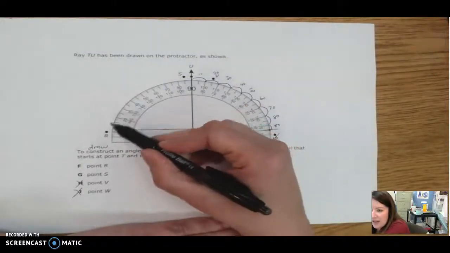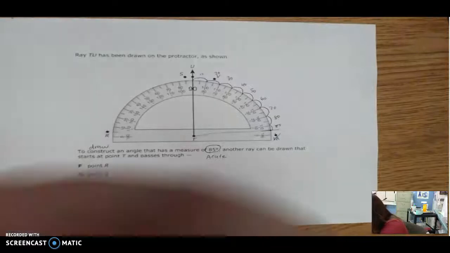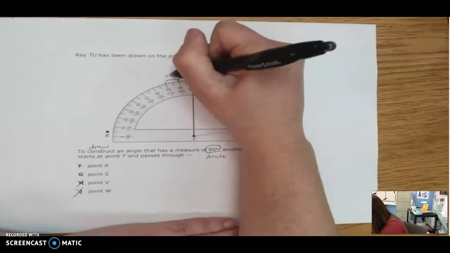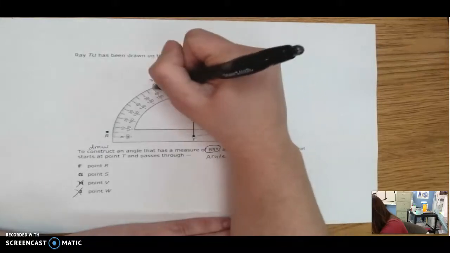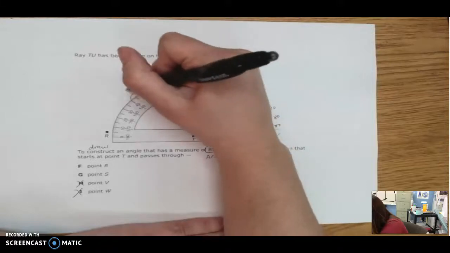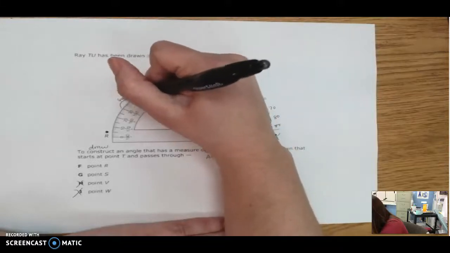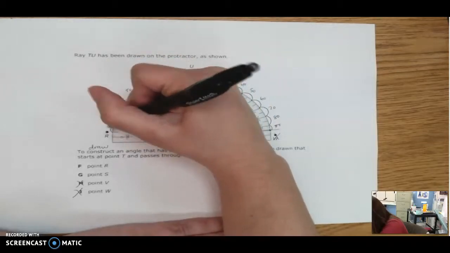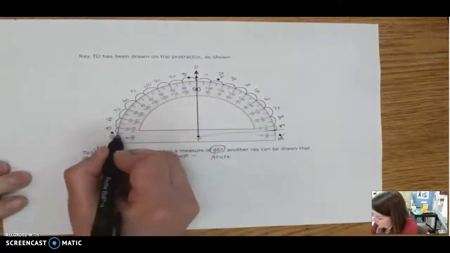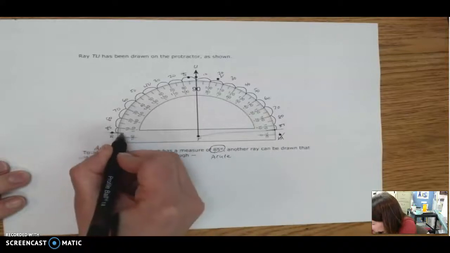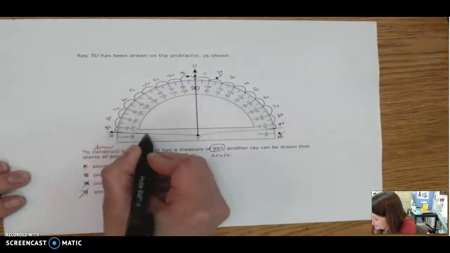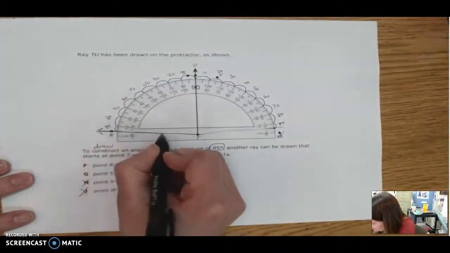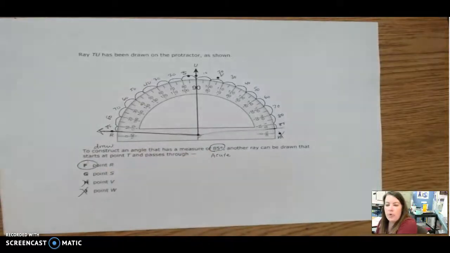So let's try this side to see if any of these stop at 85. All right, let's go. 10, 20, 30, 40, 50, 60, 70, 80, and guess what? 85. So it does line up right here, right where this R is. So this is where I would draw my other line, would be point R would match.